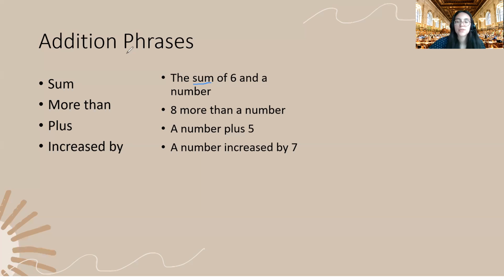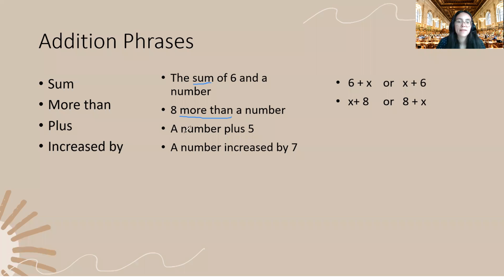So that's pretty straightforward, right? But how would we represent that? So we'd write 6 plus x or x plus 6. In the second bullet point, we have 8 more than a number. So here is our vocab word. More than tells us it's addition, so we're going to add 8 and a number. How would we represent that? X plus 8 or 8 plus x.